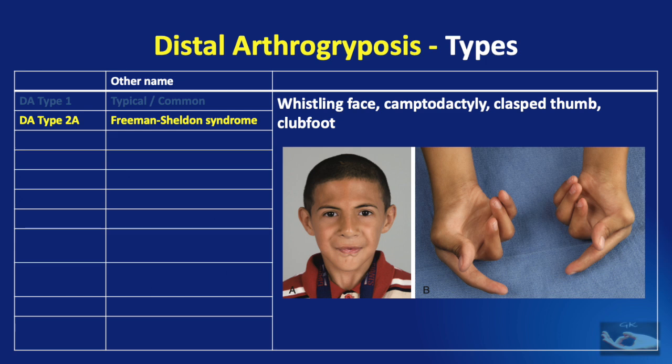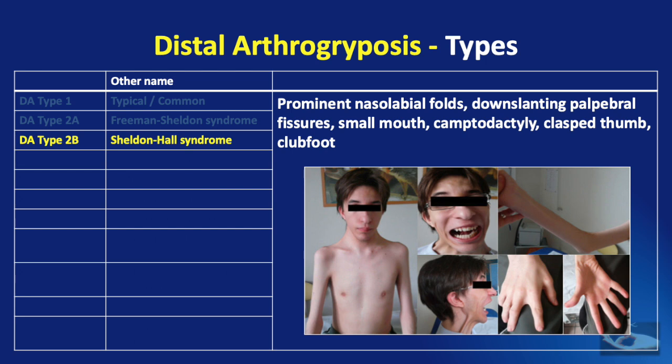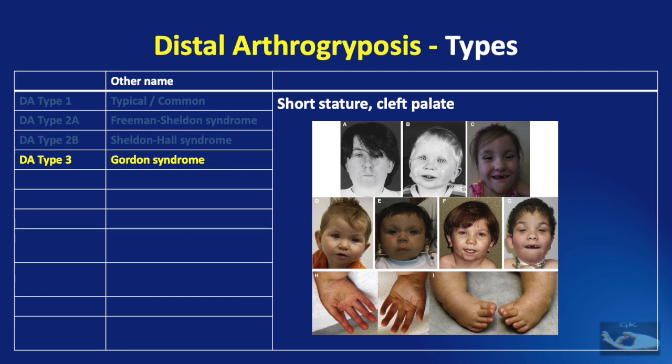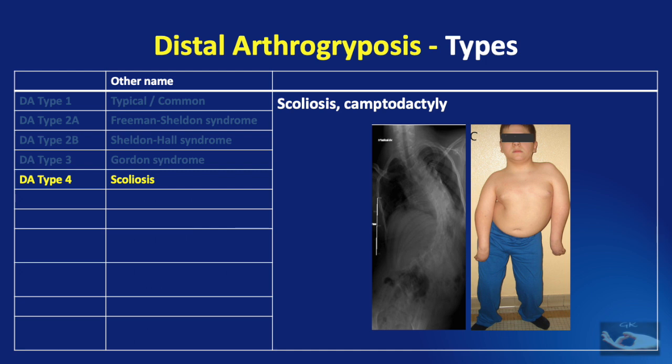camptodactyly, clasped thumb and clubfoot, and in type 2B, which is called the Sheldon-Hall syndrome, prominent nasolabial folds, down-slanting palpebral fissures, small mouth, along with camptodactyly, clasped thumb and clubfoot are seen. In type 3, which is sometimes known as Gordon syndrome, short stature and cleft palate are seen along with camptodactyly and clubfoot. In type 4, scoliosis is a prominent feature along with the other features of arthrogryposis.